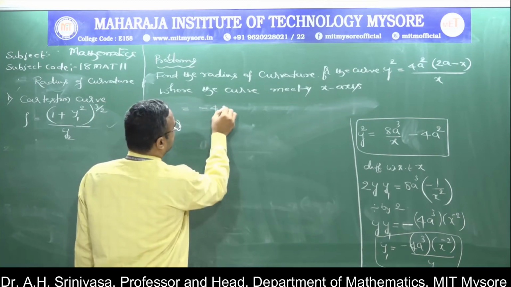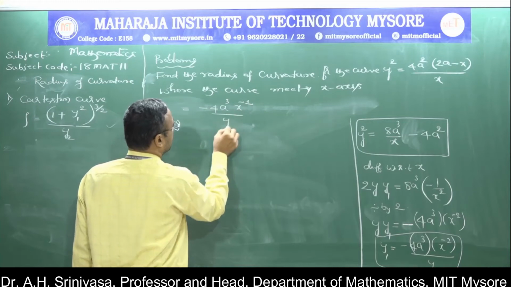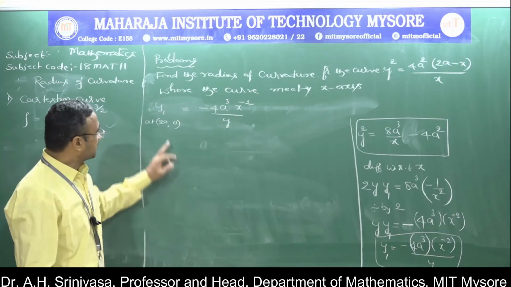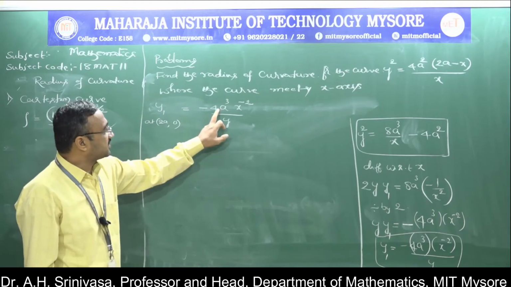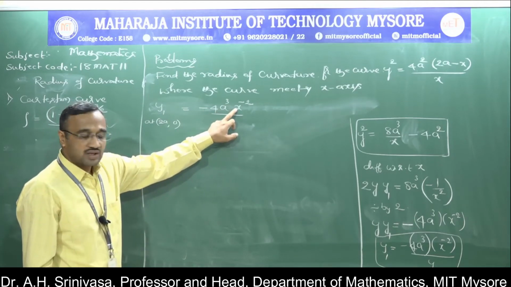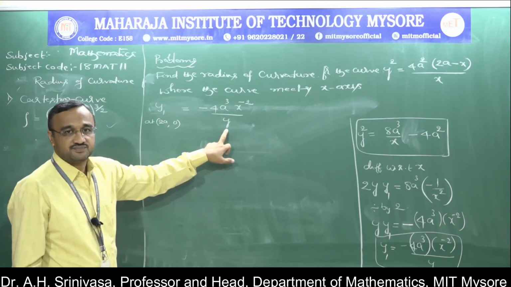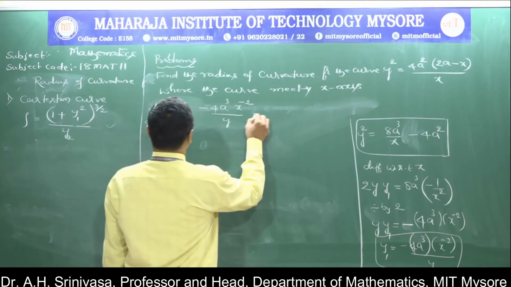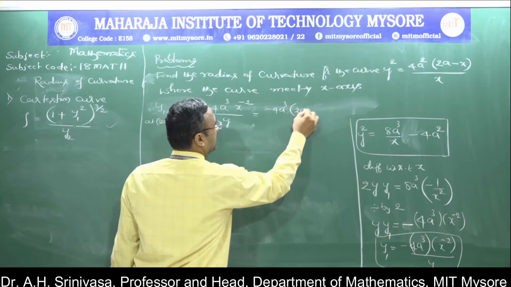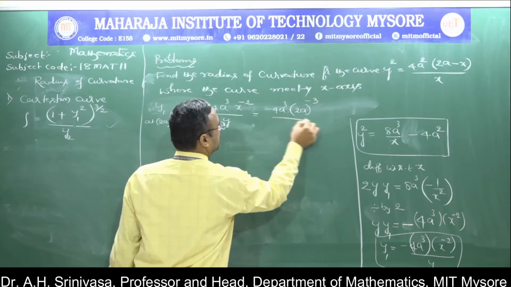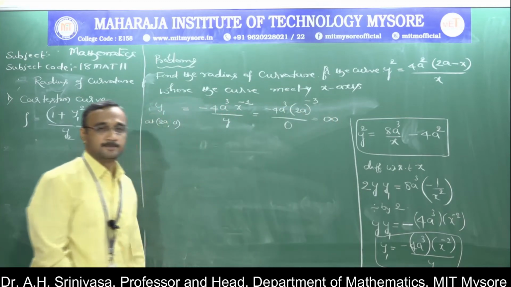Minus 4a power 3, then x power minus 2, divided by y. What happened now? Check it here. In place of x, you put 2a. So this becomes minus 4a power 3, (2a) whole power minus 3, then whole divided by 0. What does it give? It should give infinity.